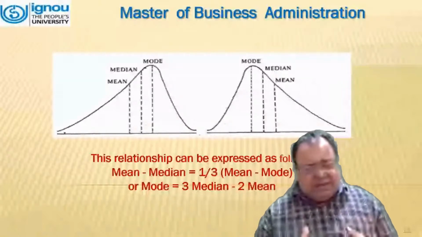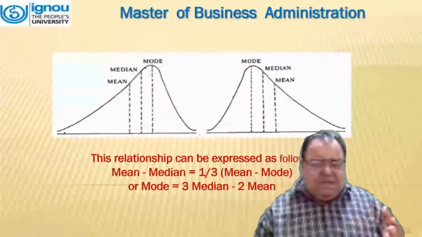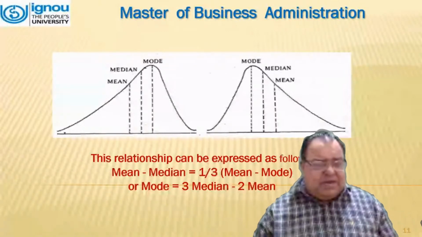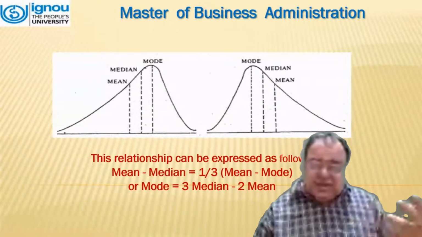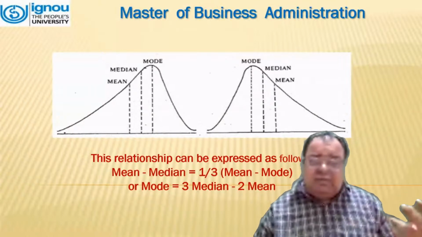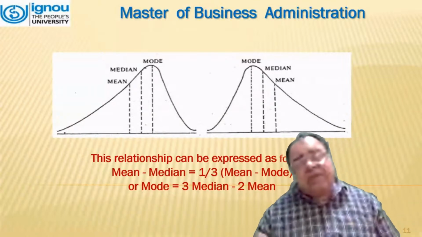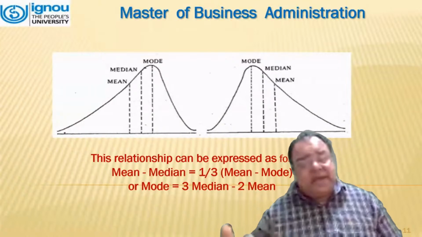Here we can see that one diagram has elongation on the left side, and the other one has elongation on the right side. And in the center, we have mode. And nearer to mode is median and then mean. Similarly, on the right side, we can see mode, median, and mean.